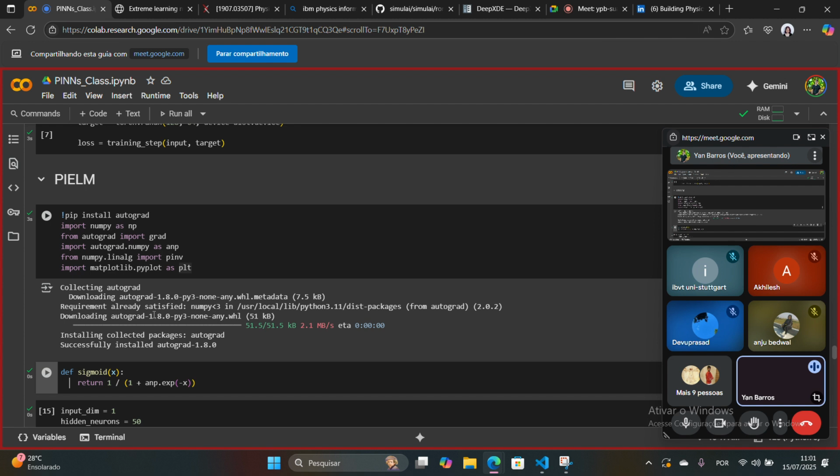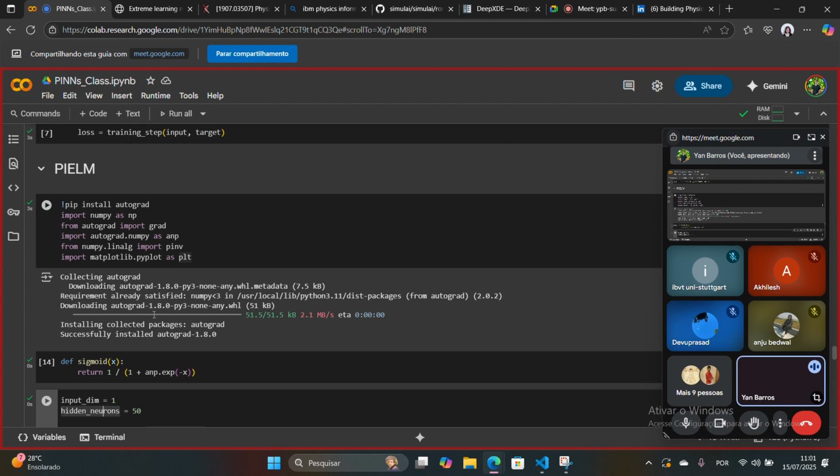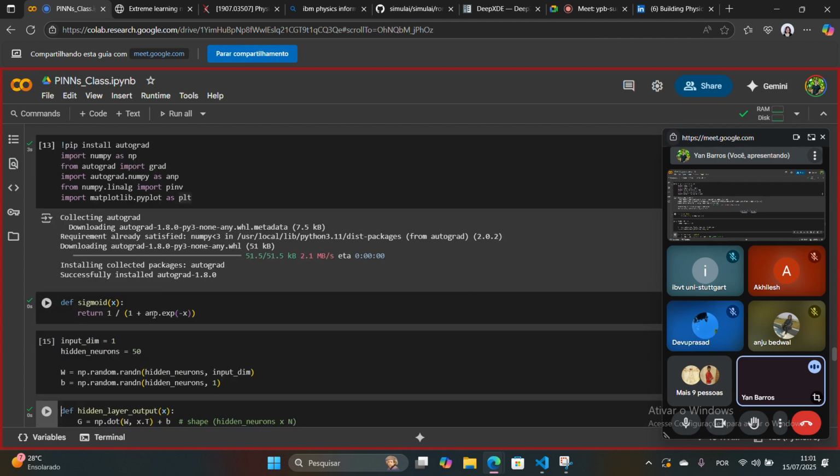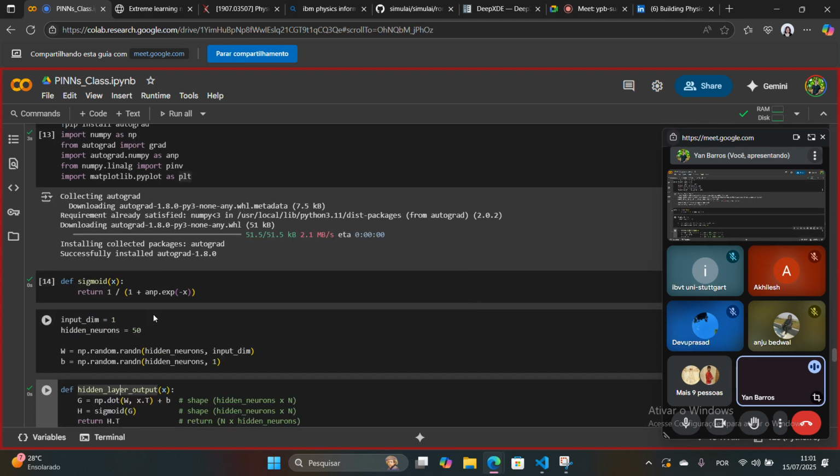We are loading the NumPy and Autograd functions here, and I put in matplotlib for plotting the results. I'm just loading the activation function, the sigmoid here. We have the input dimensions, the hidden neurons, and then we initialize the random weights and biases at the beginning of the training, as I said in the theory of extreme learning machine. Then we have the hidden layer output, where we calculate the dot product of the weights and the variables. So it's the main concept of linear algebra for a neural network.